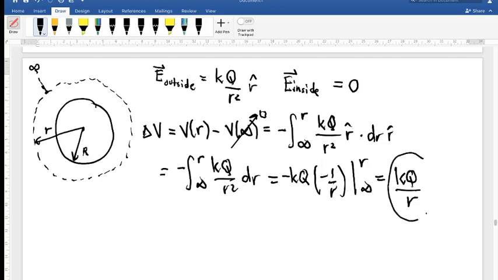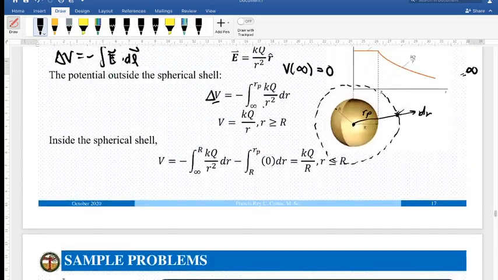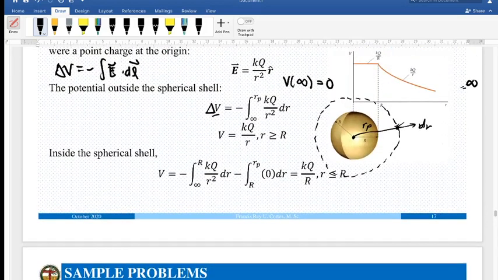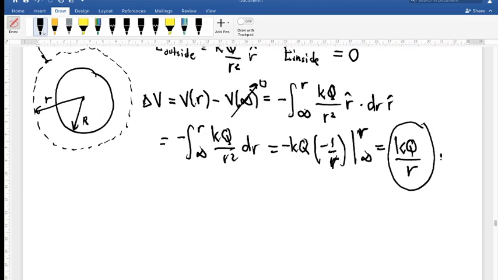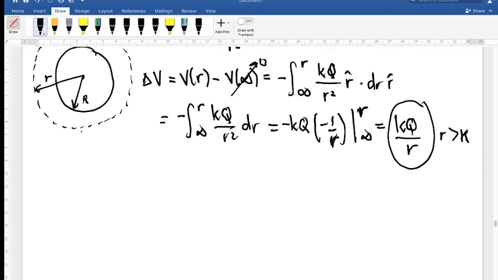So what's left is this one. Do not be confused with the small R and capital R here. They are basically not the same, but they are actually the same point; we used R_P just so that it would not be confusing. Okay, so this is the potential outside this spherical shell. How about inside?